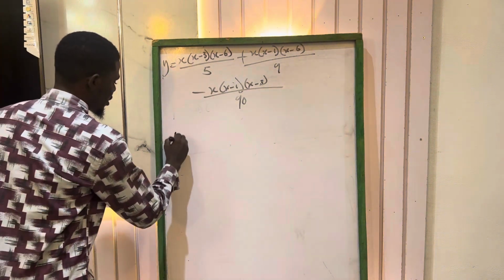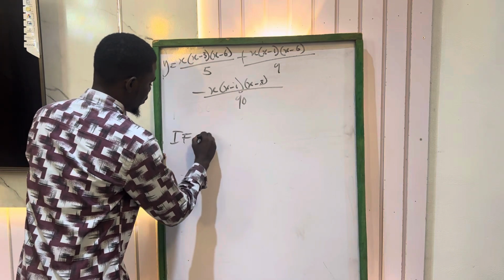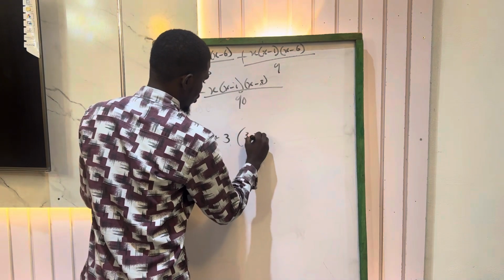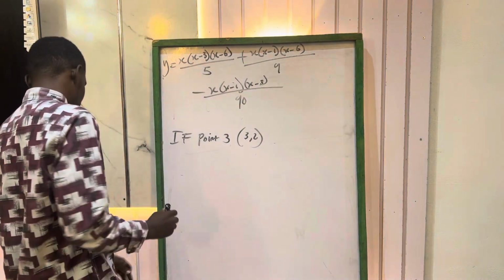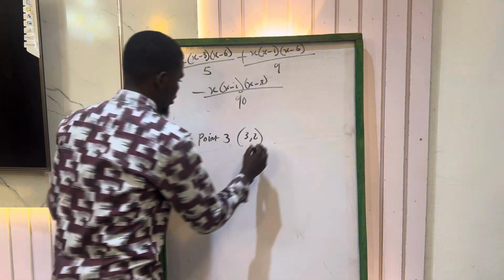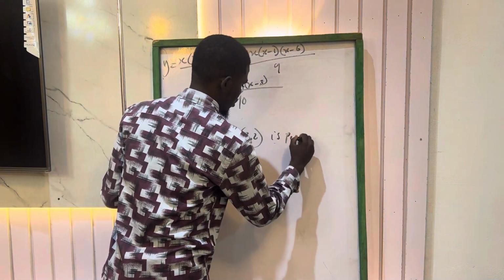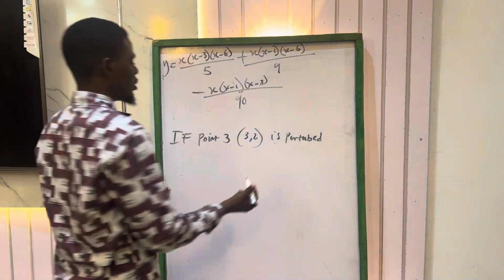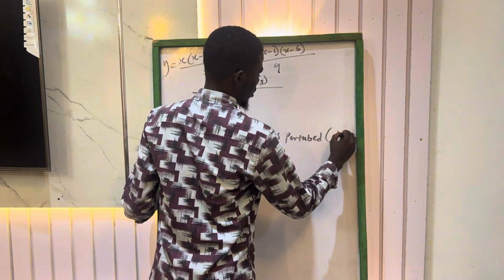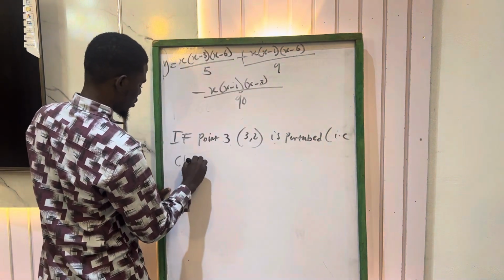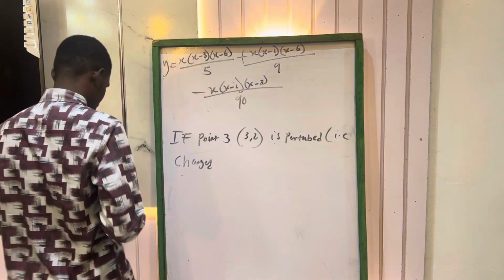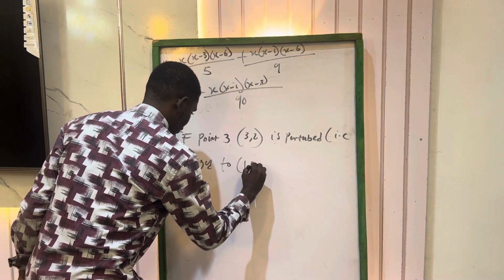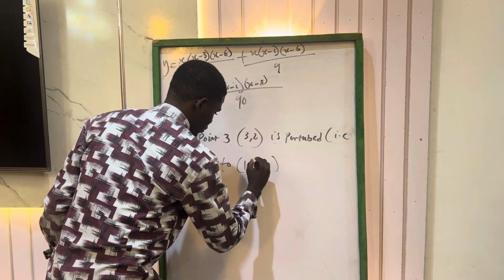It says that if point 3, that is from the previous question, so what is point 3? Point 3 is our point 3 comma 2. So if this point was perturbed, so if point 3 is perturbed, that is, it is changed. So that's what it means. It means that it is changed to a new point given as 1.5 comma 4.